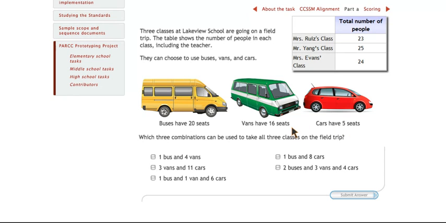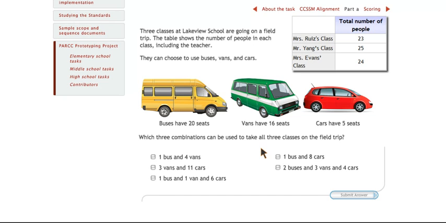So you have a very, very real life problem here. How do you get 72 people to the field trip when these are your choices for vehicles? So it's real. They're applying their mathematics to a real life scenario. And this problem asks which 3 combinations can be used to take all 3 classes on the field trip. So there's more than one right answer.